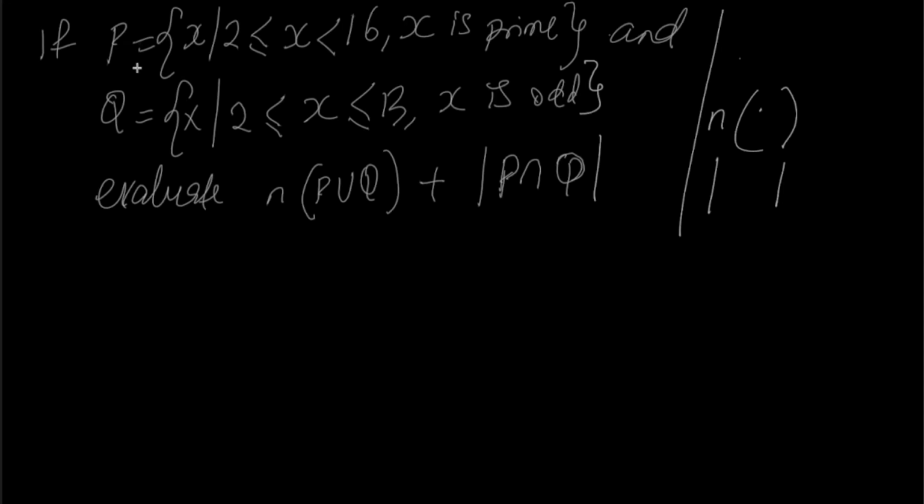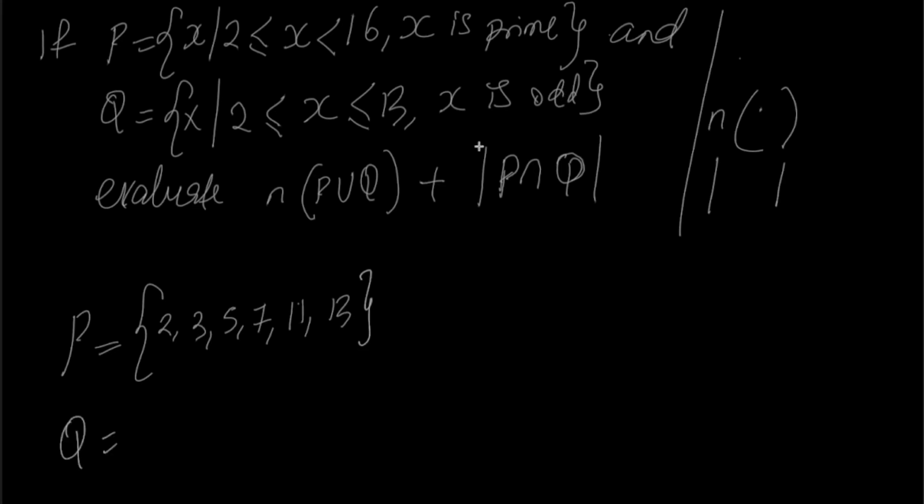So let's look at S here first to get P. Prime numbers between 2 and 60: 2, 3, 5, 7, 11, 13. Then for Q, odd numbers from 2 to 13. 3 is odd, 5 is odd, 7 is odd, 9 is odd, 11 is odd, and 13. We have to include 13 because this is a weak inequality.